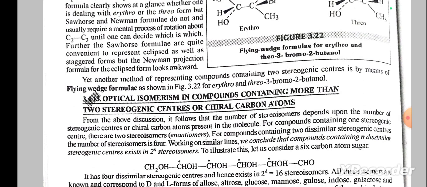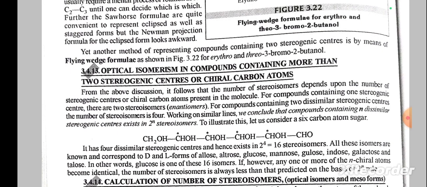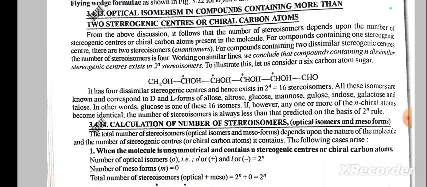Another method of representing compounds containing two stereogenic centers is by means of flying wedge formula, as shown in figure 3.22, for the erythro and threo 3-bromo-2-butanol. Optical isomers in a compound containing more than two stereogenic centers or chiral carbon atoms.